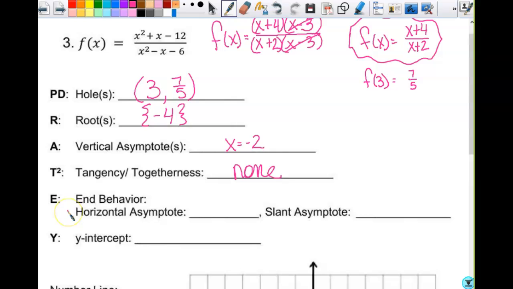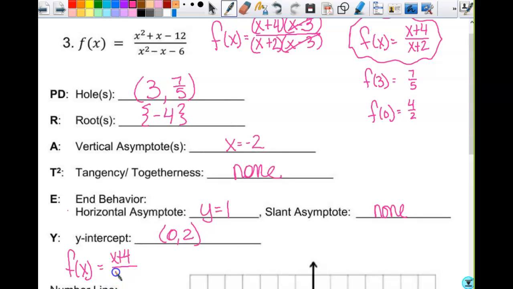Do I have a horizontal asymptote? I do, right? Because they're tied in degrees, so that means it is y equals what? 1. Good. Since it's tied, I have the ratio of the leading coefficients. If I have a horizontal asymptote, no way I can have a slant asymptote. Y-intercept is f of 0. So that's going to be 4 over 2, which is 2. And then I'm going to rewrite my function. f of x equals x + 4 over x + 2. Any questions at this point at all?